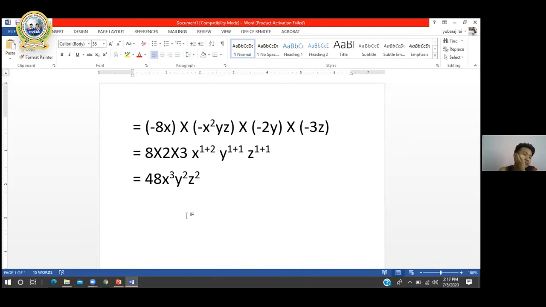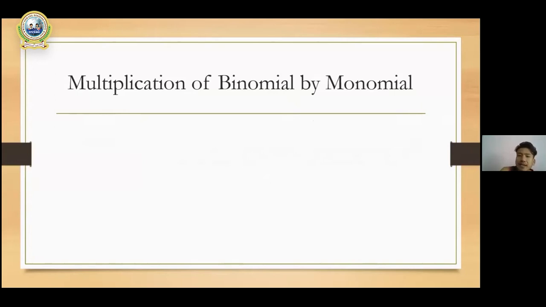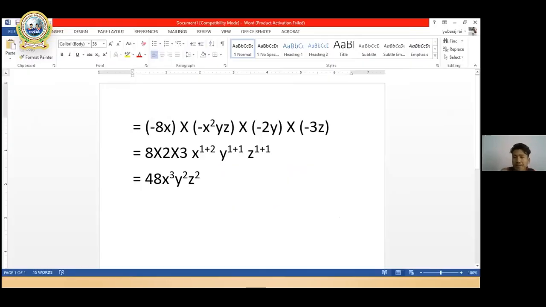Okay. All right. So since we are done with this one, let us move forward to the new topic. Look at this screen carefully. This is the topic we're going to discuss today. The topic says itself: multiplication of binomial by monomial. Remember the terms we just saw. We are multiplying all monomials there. Look, 8x is a monomial, x square yz is also a monomial, 2y is also a monomial, 3z is also a monomial.